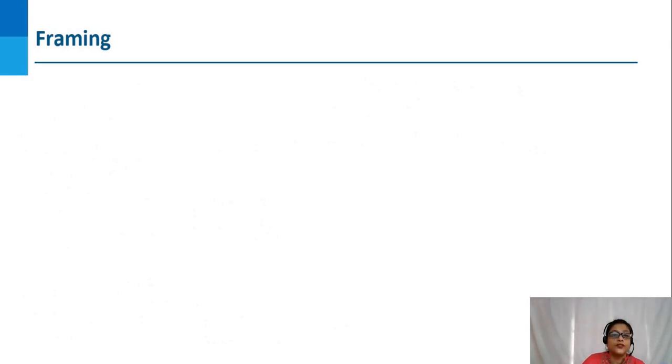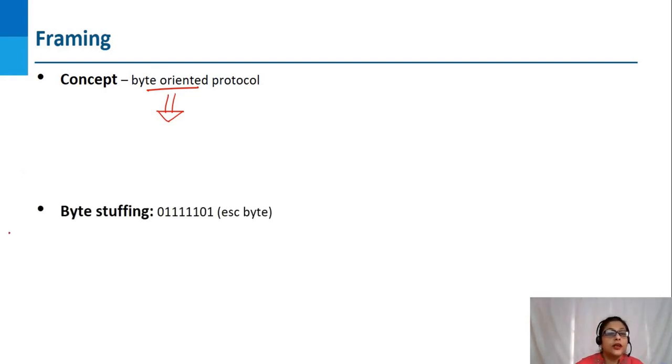Let us look at the framing structure. Since PPP is a byte-oriented protocol, the framing will be similar to that discussed in the byte-oriented protocol framing in the previous videos. So here, as before, byte stuffing is also done, so that if there is an escape byte present in the data byte, then it should be eliminated. So the byte stuffing or the escape byte is 01111101. So it is an 8-bit escape byte.